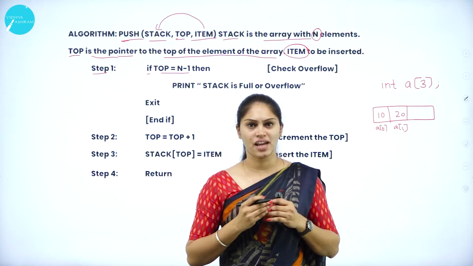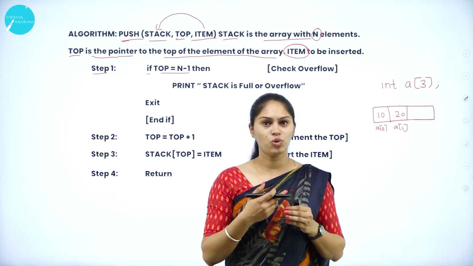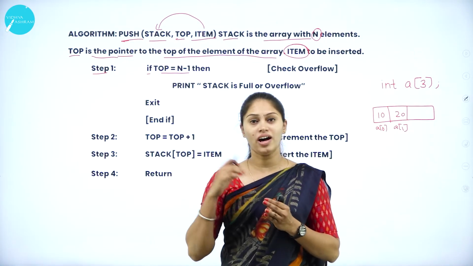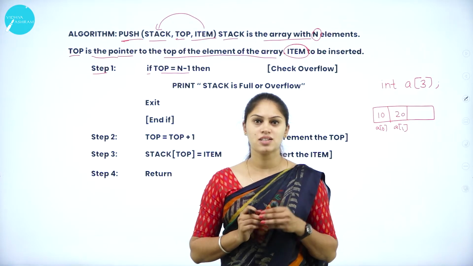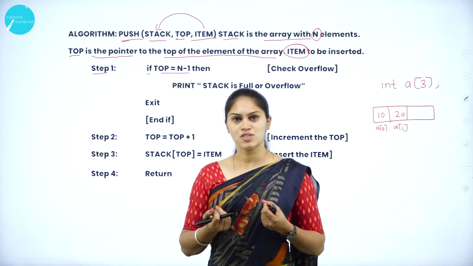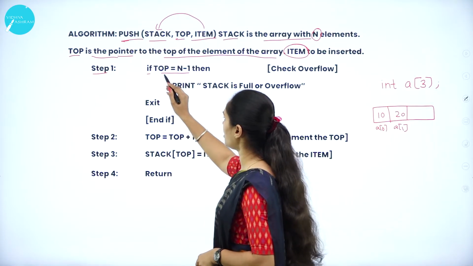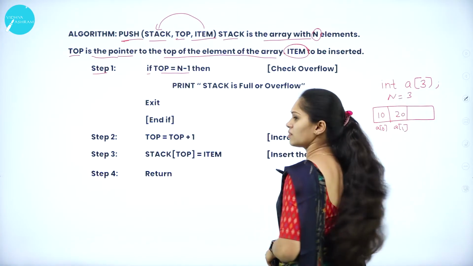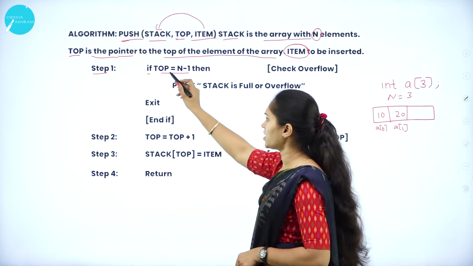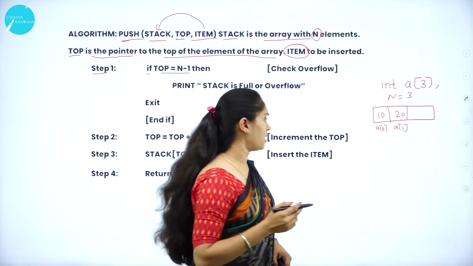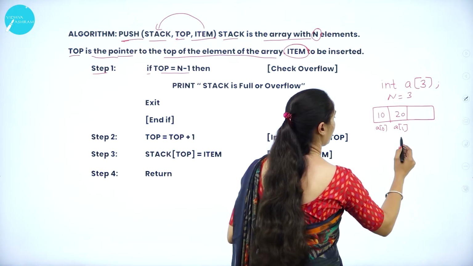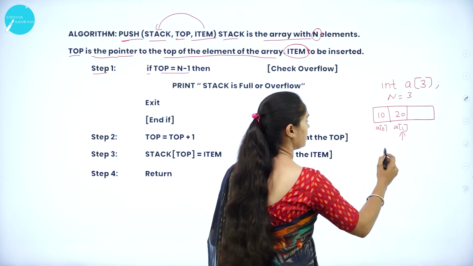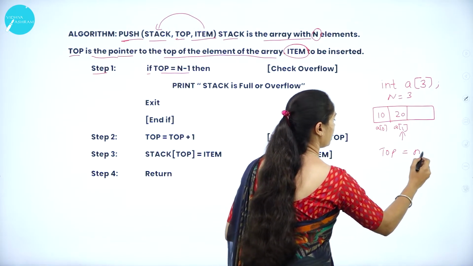Now I am trying to add a new element to the stack. What am I supposed to do? I have to check whether the stack is full or whether there is any space in the stack. So that is checking the condition whether the stack is full or not. So we'll see now. If top is equal to n minus 1. What is the n value here? N is 3, and I am checking whether top is equal to n minus 1. Let me check. 10, 20 and top will be indicated here. Right? And n is 3.